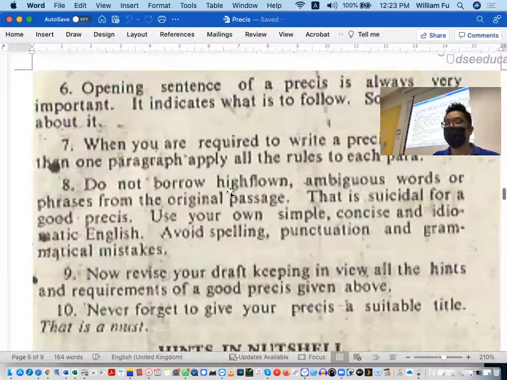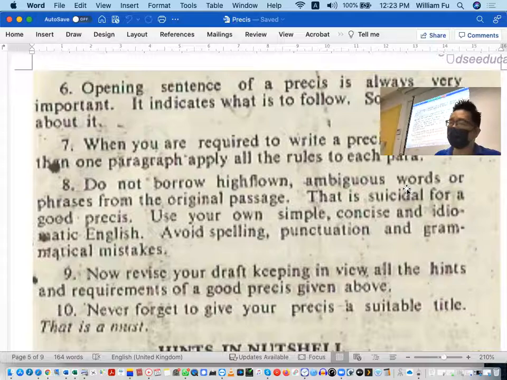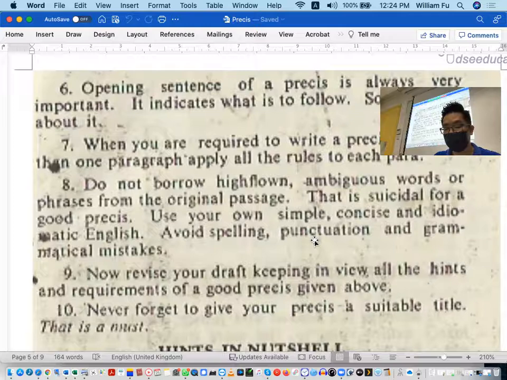Number 8, do not borrow high-flown, ambiguous words, just some high-sounding words that you don't know, or phrases from the original passage. This is suicidal for a good précis. Use your own simple, concise, and idiomatic English. Idiomatic means plain native English. Avoid spelling, punctuation, and grammatical mistakes, if you can.